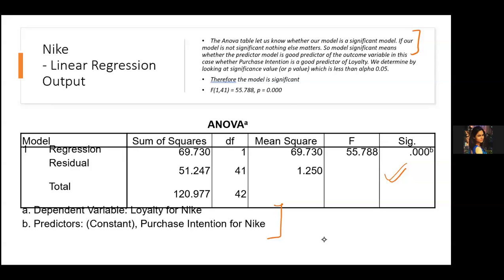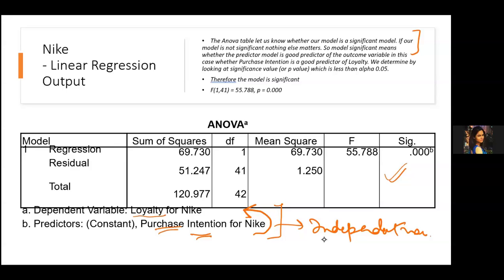Model significant means whether the predictor model is good or not. Whether the predictor, that is purchase intention for Nike. Predictor means independent variable. Independent is another name for independent variable. Whether the independent variable, that is the predictor, purchase intention for Nike, is a good predictor for the outcome variable, that is loyalty.